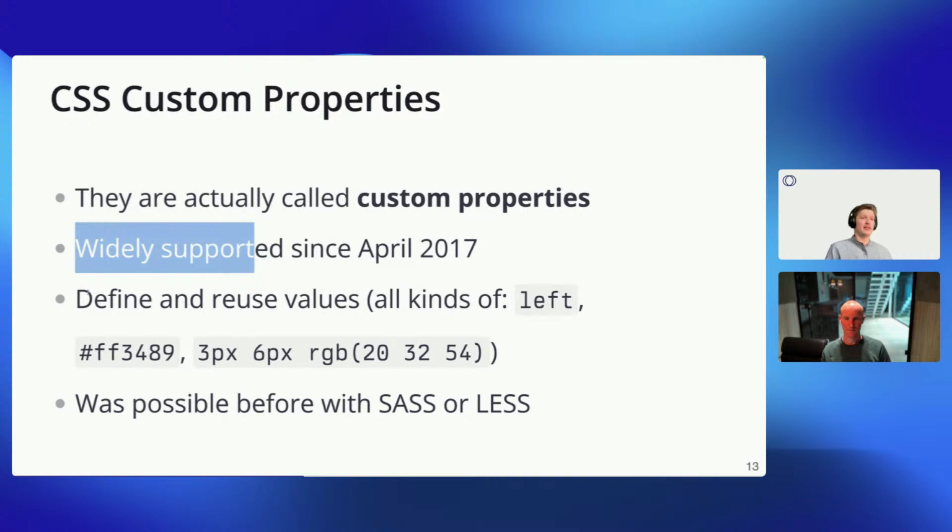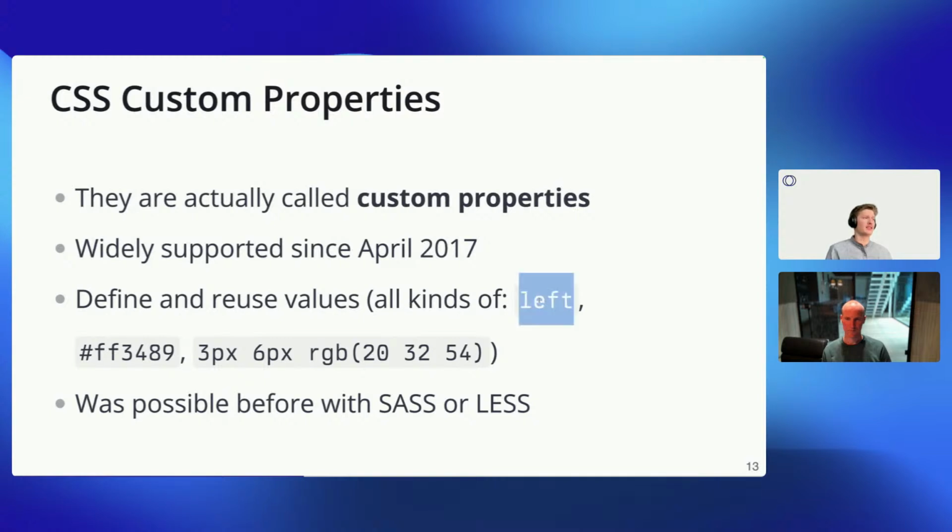And yeah, what does it allow us to do? Variables, you can probably guess already. It allows us to define and reuse values, like all kinds of CSS values, like fonts, colors. Here, this is a complex pattern of a border. We can put these in variables and then reference them later, and don't have to redefine them each time we use them.